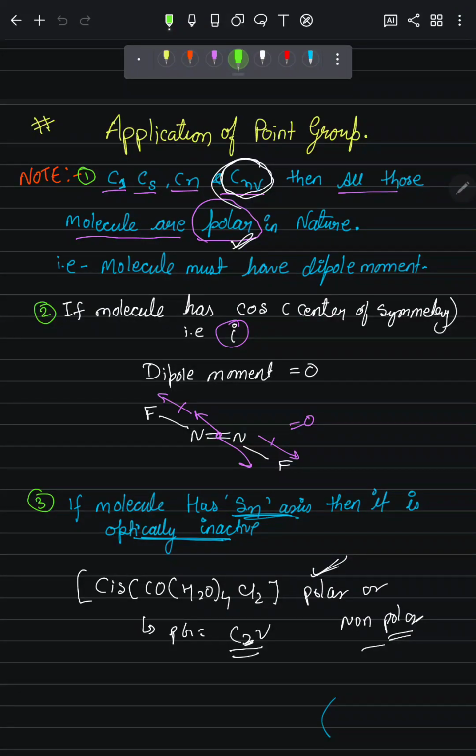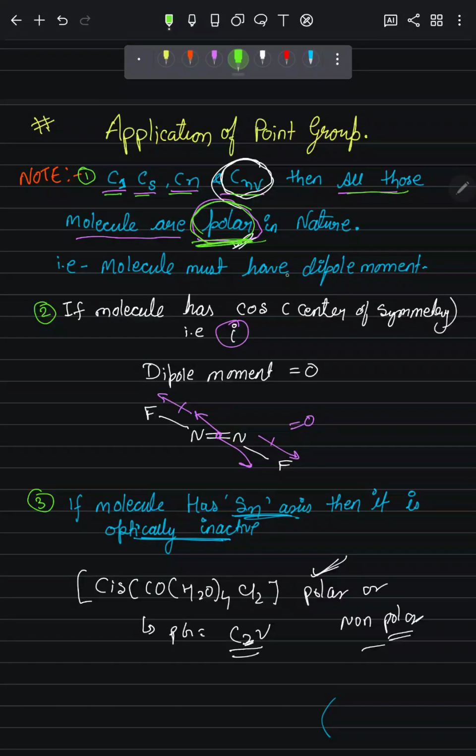Welcome again. Now let's discuss the application of point group. There are some notes that we need to remember. If any molecule has a C1, Cs, Cn, or Cnv point group, then all these molecules are polar in nature. This is the important note that we need to remember.